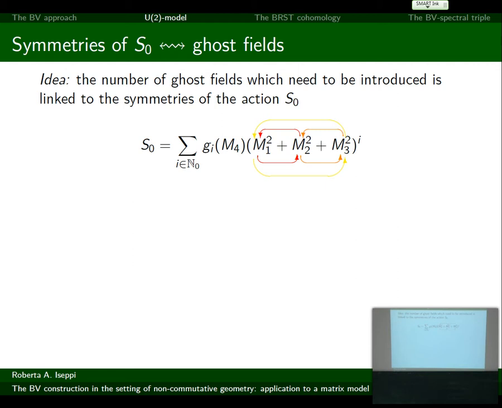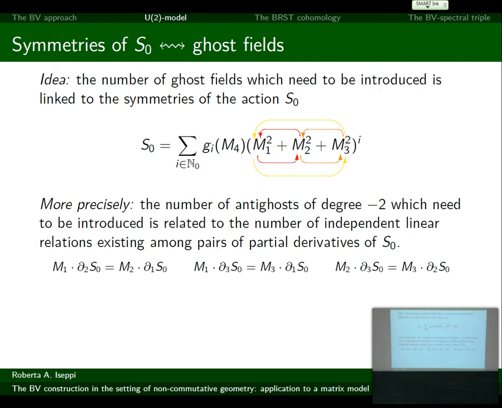Something completely analogous can be done for M2 into M3 and M3 into M2, and again, sending M1 into M3 and M3 into M1. So these are all independent symmetries among pairs of variables in the action. If we want to be a little more precise, we can say that the number of anti-ghosts of degree -2 which need to be introduced is related to the number of independent linear relations among the partial derivatives of S0, which are exactly these relations.